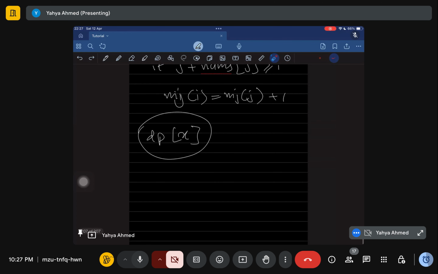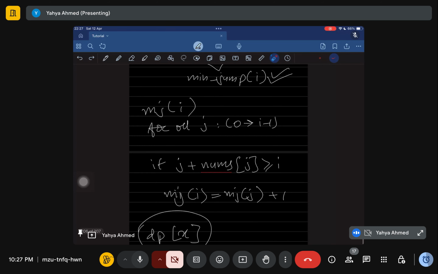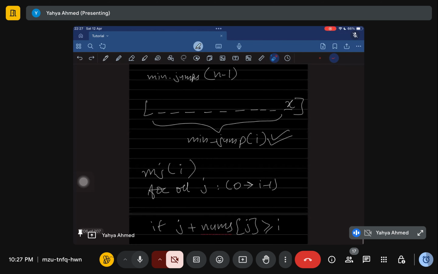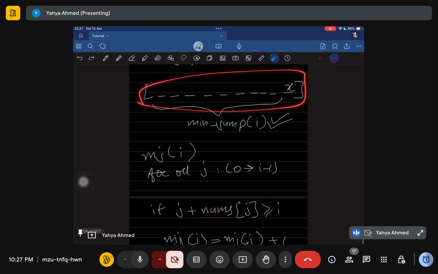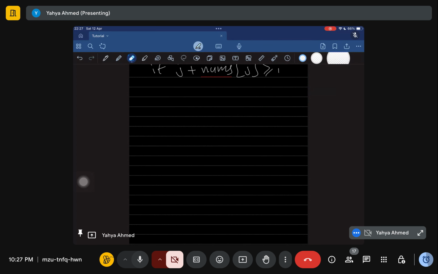Perfect. So the length of DP is going to be n, or we can say n minus 1, but call it n because there are n possible locations. So you wouldn't actually be assigning mj of x immediately. You would actually be saying mj of j, the minimum jump of j, where is its answer stored? It's going to be stored in dp of j, right?